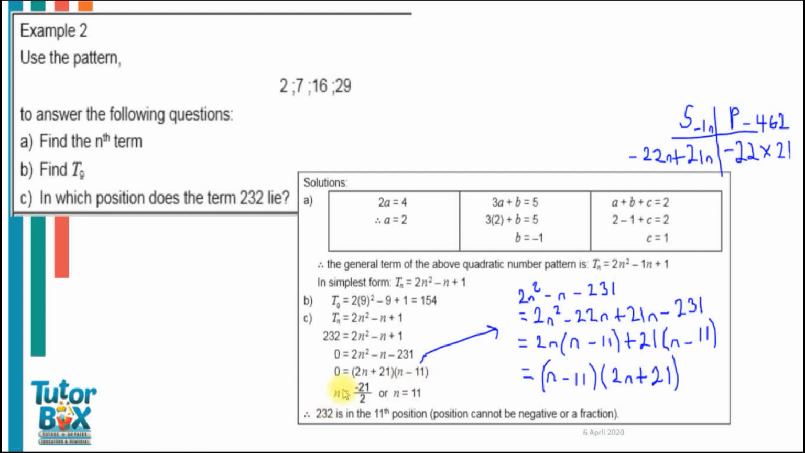So therefore, I get n is equal to minus 21 over 2, or n is equal to 11, right? Because this will be n minus 11 is equal to 0. So n is 11, or 2n plus 21 is equal to 0. So n will be minus 21 over 2, right? And then now, therefore, the 232 is in the 11th position, because the position cannot be negative or a fraction, so we cannot take this one here. So it always has to be a positive position, so that's what we're taking.